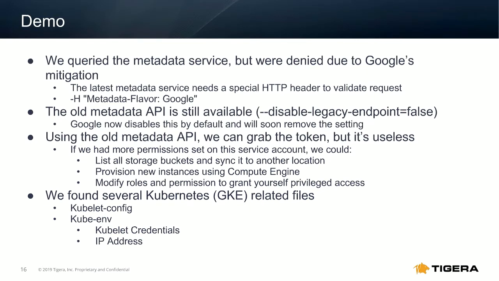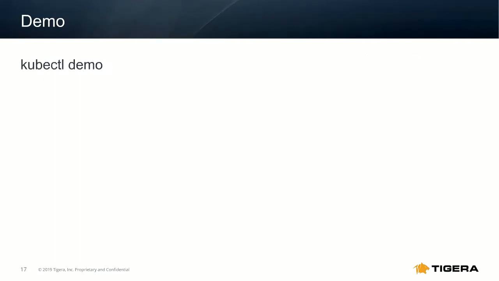So after that, we continue to look around and we found several interesting Kubernetes-related files. We found the kubelet config and the kubelet env file, and within the env file, we got the kubelet credentials and the IP address of our master node, as well as the Kubernetes API server. So now we're going to see what we can do with the credentials that we just got.